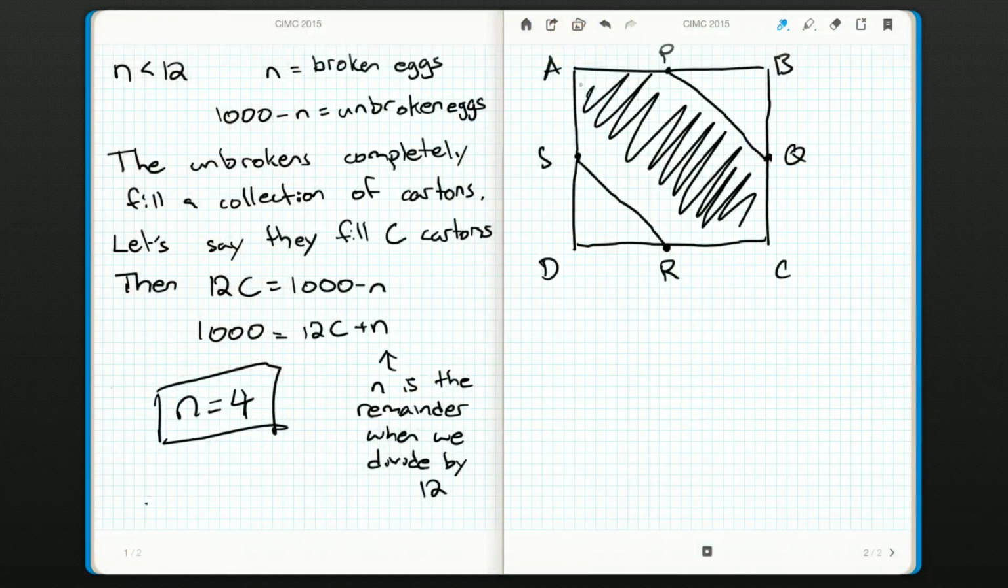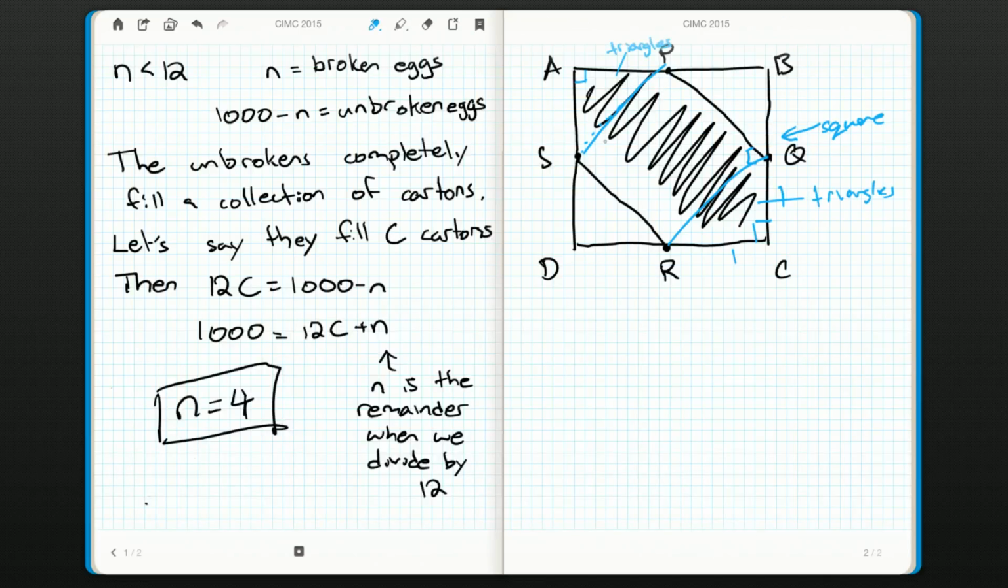What we could do is we got right angles here. So what we could do is connect up SP and RQ. This in here is going to be a square. And each of these are right angle triangles. And we'll know the base is 1 and the height is 1. So these are triangles. So we figure out the area of each of these two triangles and the area of the square, and we'll be able to work it out. And you can do that for all of this.